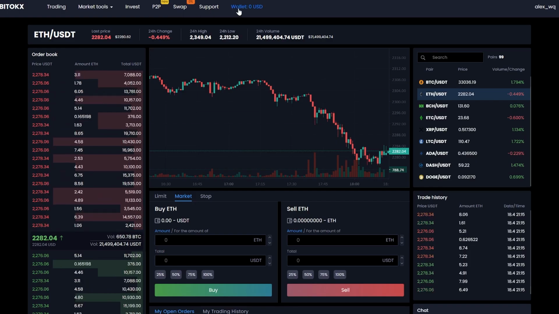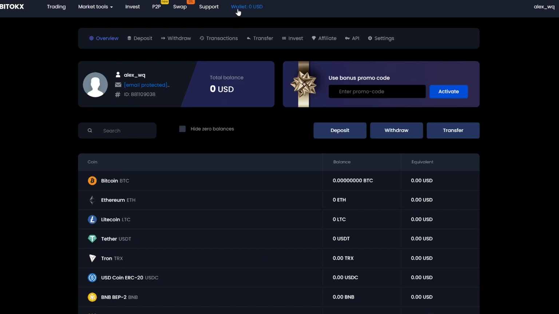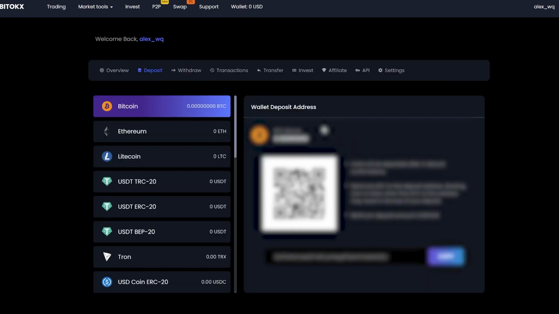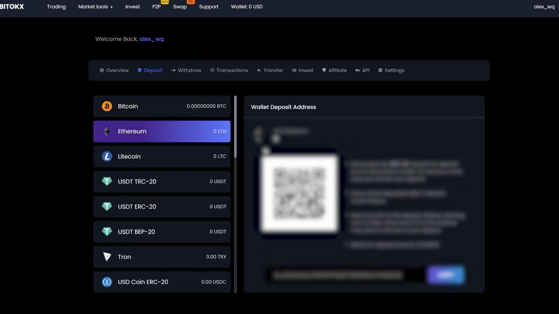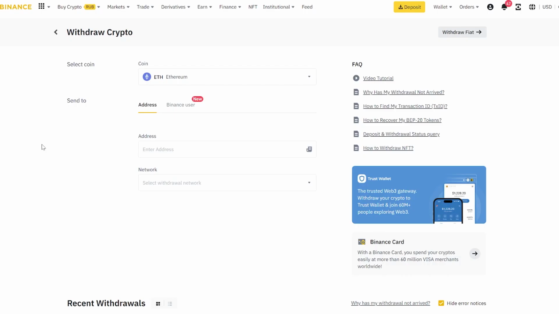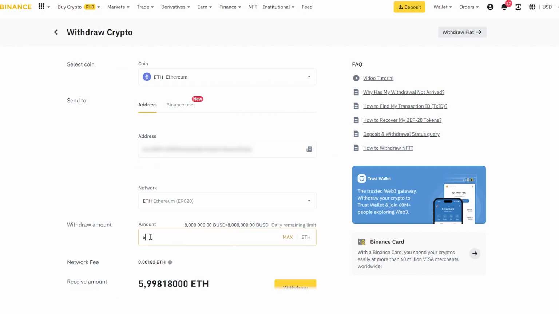First, we need to fund our Ethereum account. For this, go to the wallet and click to deposit. Select your Ethereum wallet, copy it, and go to the exchange for replenishment. In my case, I go to Binance. I'll start with 6 Ethereum. You can enter any amount.